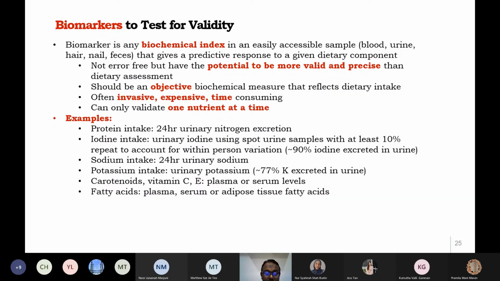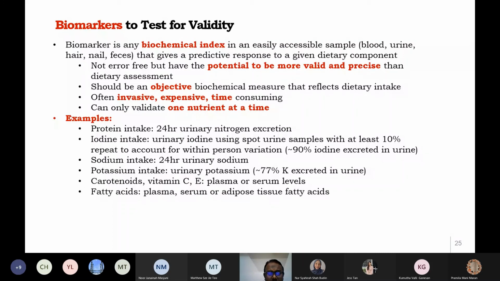Biomarkers can only validate one nutrient at a time. Okay, so we cannot have a bottle of blood and then a tube of blood and then you want to validate all nutrients. No, you can only validate one nutrient at a time.